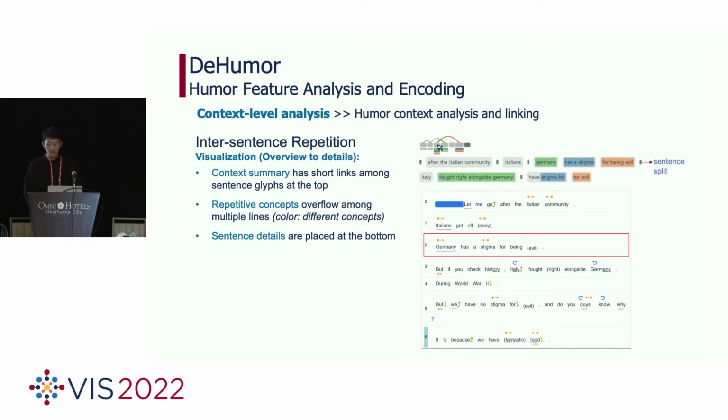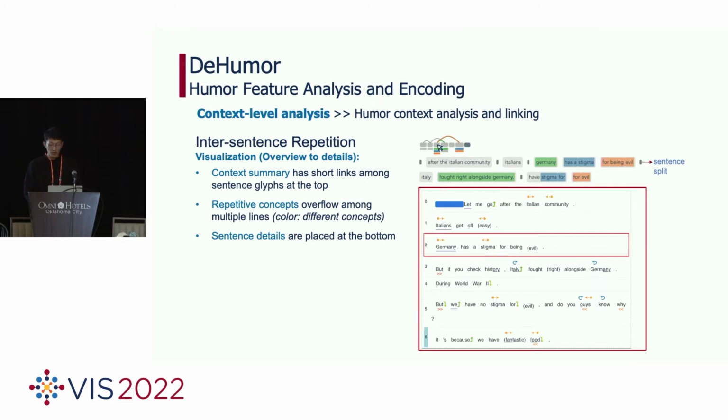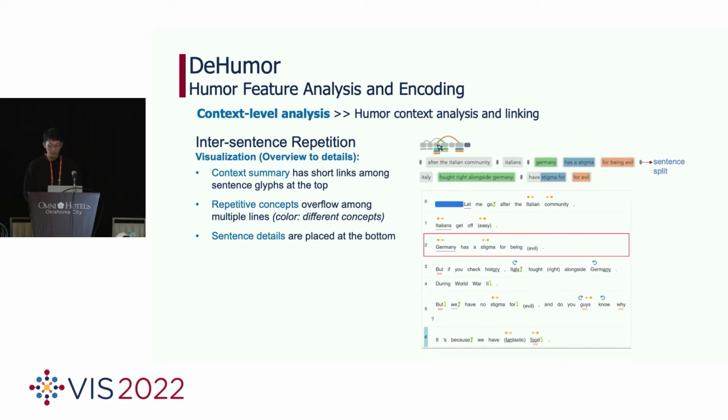Specifically, the context summary is placed at the top, where each sentence is encoded as a rectangle. Under each sentence, the number of stacked bars represents occurrences of repetition in this sentence. Two sentences that share similar concepts will be linked together. Then, the repetitive concepts flow among multiple lines in the middle, and the sentence details are placed at the bottom.